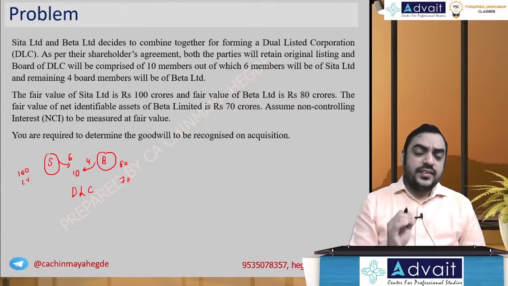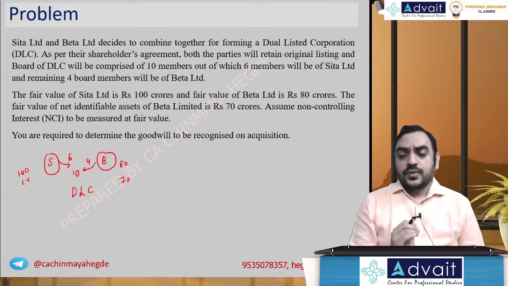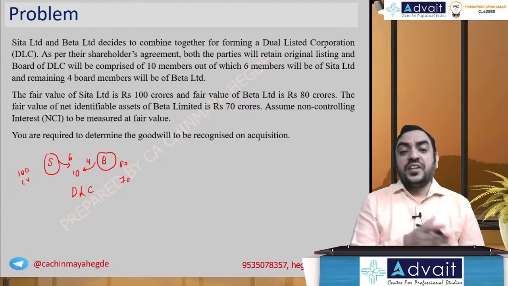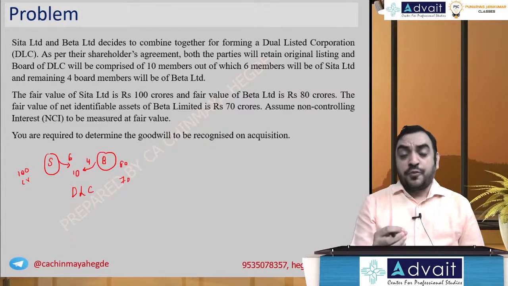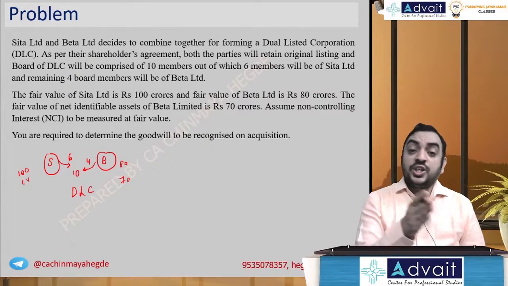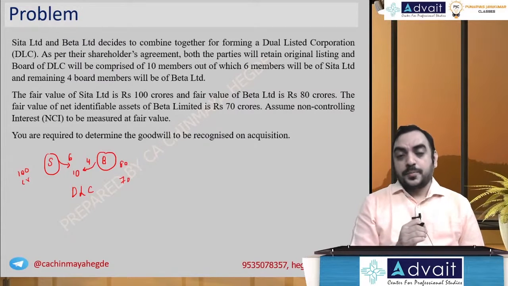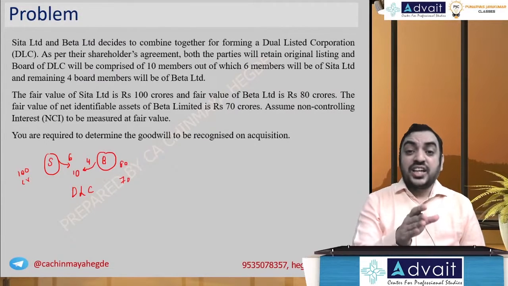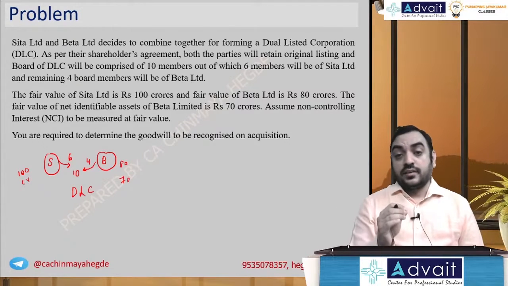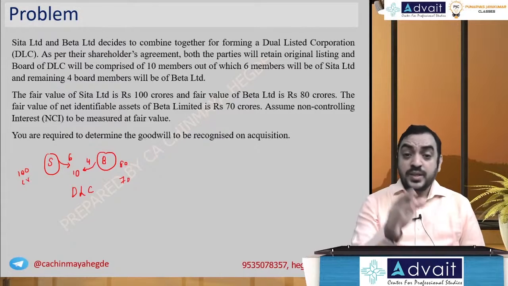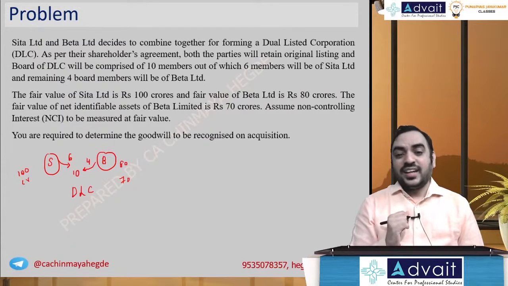Now, what does Ind AS 103 tell you? There has to be an acquirer. A new company cannot be an acquirer. A newborn baby cannot be an acquirer. So what you have to decide is, in the merged company which is being formed, who has the control over the other. That person has the control, and is deemed to be the acquirer. Legal acquirer may be different, but that person becomes the accounting acquirer.